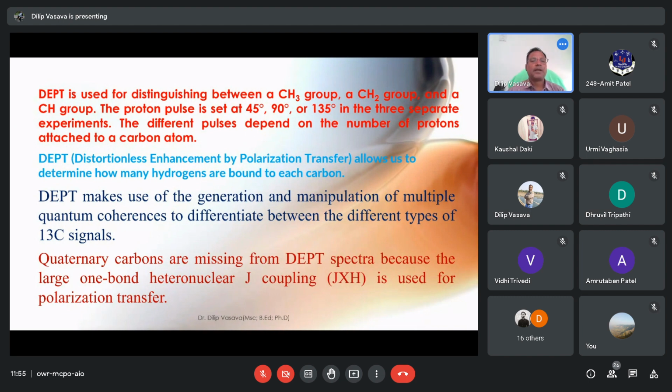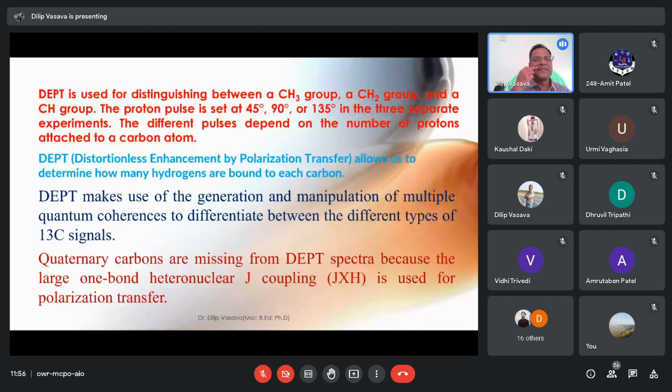Okay, so once again, welcome. DEPT is an advanced method to identify the nature of the carbon atom. It distinguishes between primary, secondary, tertiary, and quaternary carbon atoms.